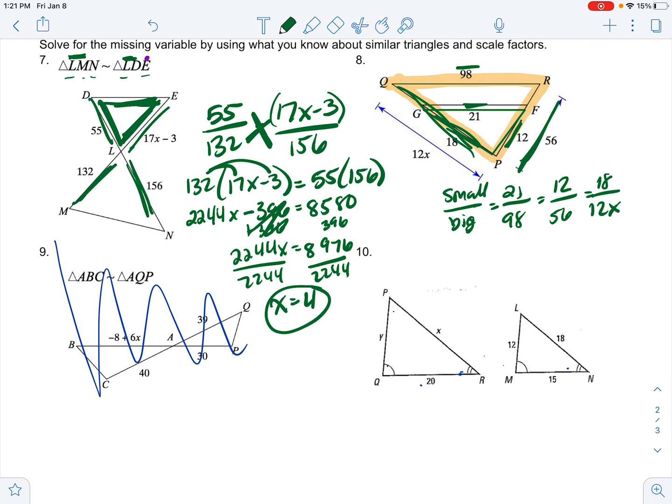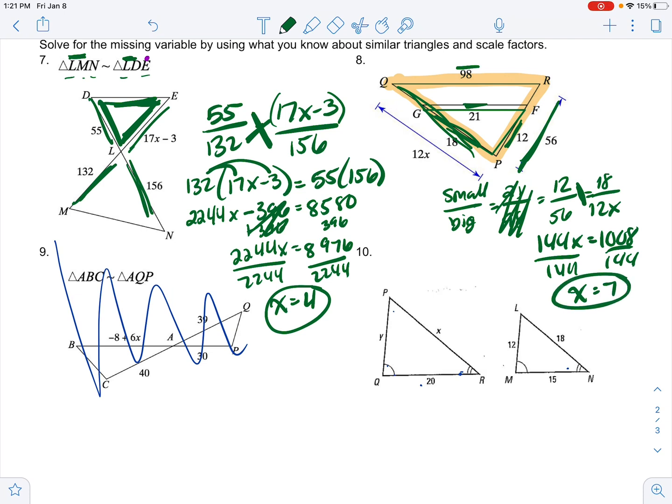Now you only need 2 fractions to cross multiply, so you can ignore one of these. So I'm just going to ignore the first one. And let's cross multiply the last one. So if I cross multiply that, I'm going to go this way first. So 12 times 12 is 144x. And then 56 times 18 is 1008. I'm going to take that 1008 and divide it by 144 to get x equals 7.